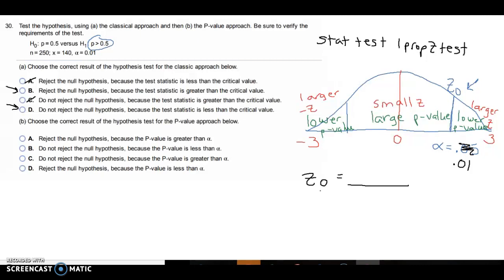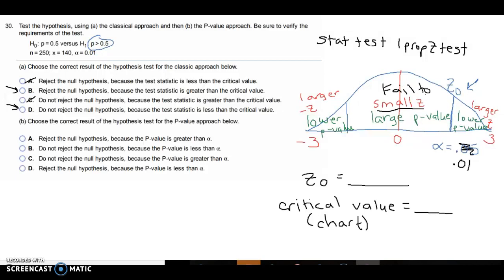Whatever that number is, you're going to compare that to what they call the critical value. The critical value comes from the chart that you'll see attached to this question. So you're going to compare those two, and if the z-score is smaller than the critical value, you fail to reject. So in the middle, you fail to reject. If the z-score is larger, the test statistic is larger than the critical value, then you reject. So you reject when it's in the tails, and you fail to reject when it's in the middle.